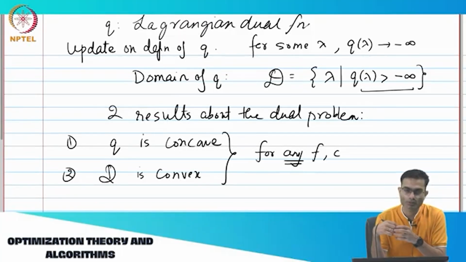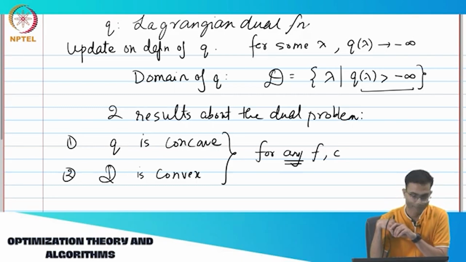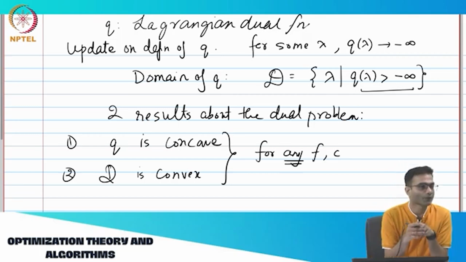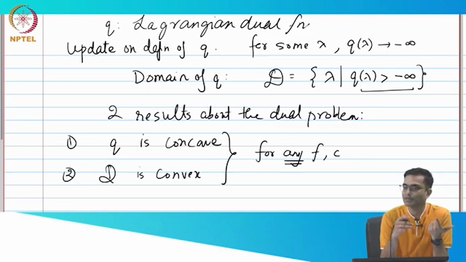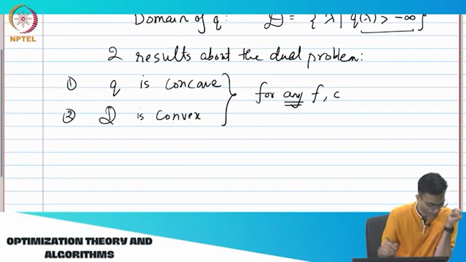Okay, so we were talking about the Lagrangian dual function Q, and we discussed two very interesting properties of it. One is the fact that this function is concave, and the other that this function's domain is convex. And what is unique is that no matter what function you take, whether the function is convex, non-convex, linear, non-linear, these two properties hold. And this is why duality is a very useful property.